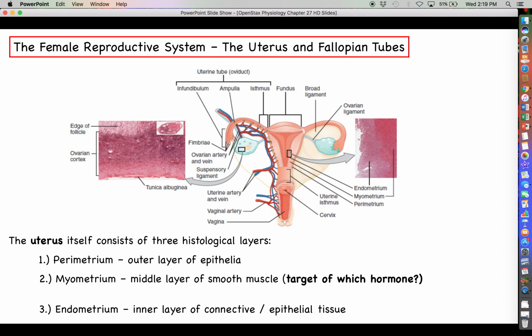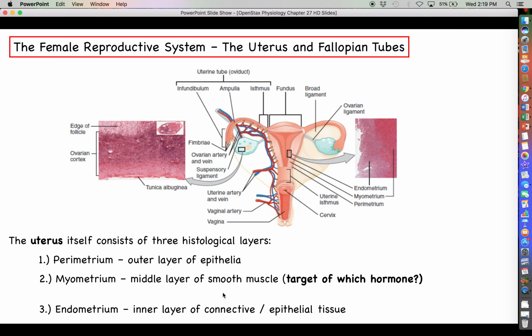So taking just a very general look here, the uterus itself, we've already mentioned two of the histological layers. The perimetrium we have not talked about, so that's just the outermost layer of epithelial cells, which acts as a shield. The myometrium we have talked about before. It's the middle layer of smooth muscle that produces contractions during childbirth. Do you remember what hormone triggers those contractions? I wonder.